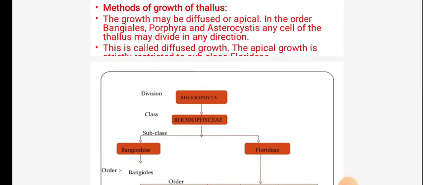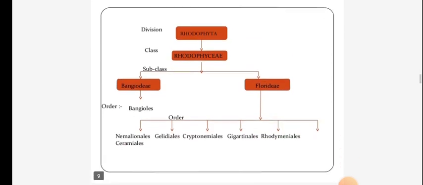As there is such a study, the methods of growth of this thallus. Generally, the growth may be diffused or apical. In the order Bangiales, the Porphyra and the Asterocystis, any cell of the thallus may divide in any direction, and this is called diffused growth. So apical growth is generally strictly avoided.